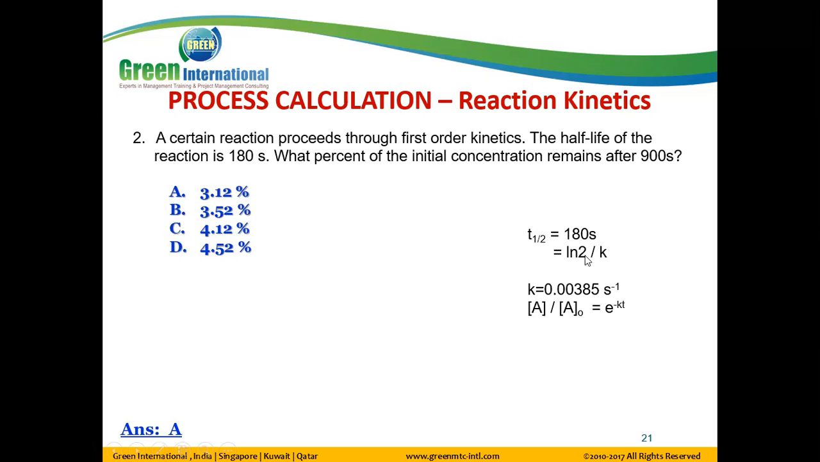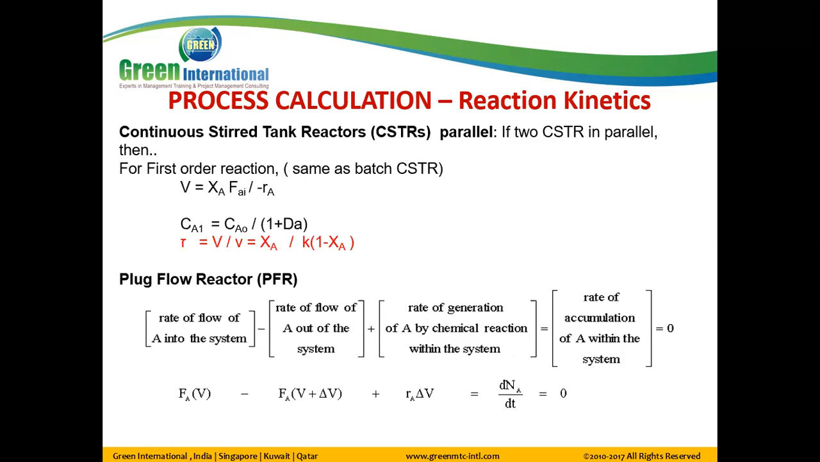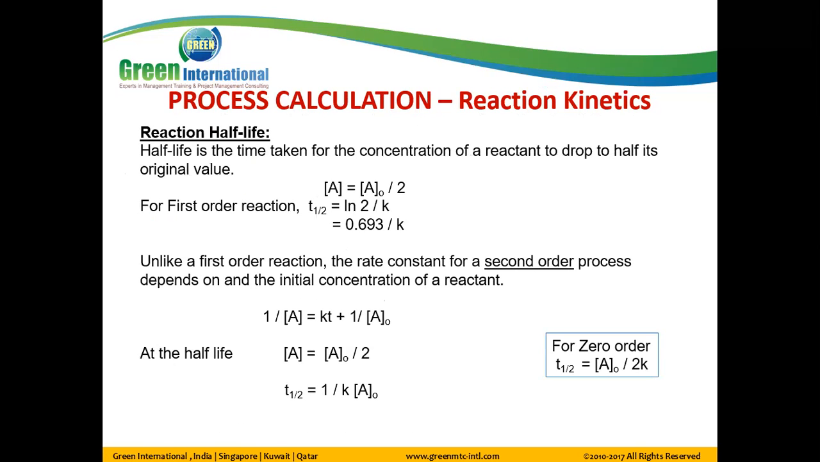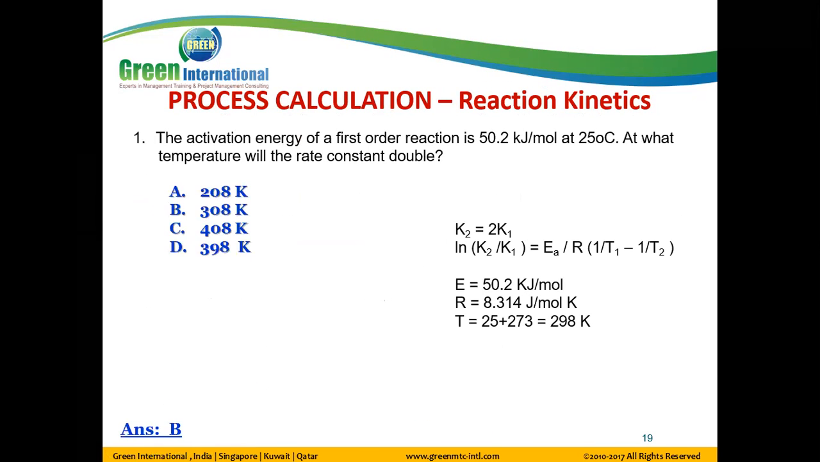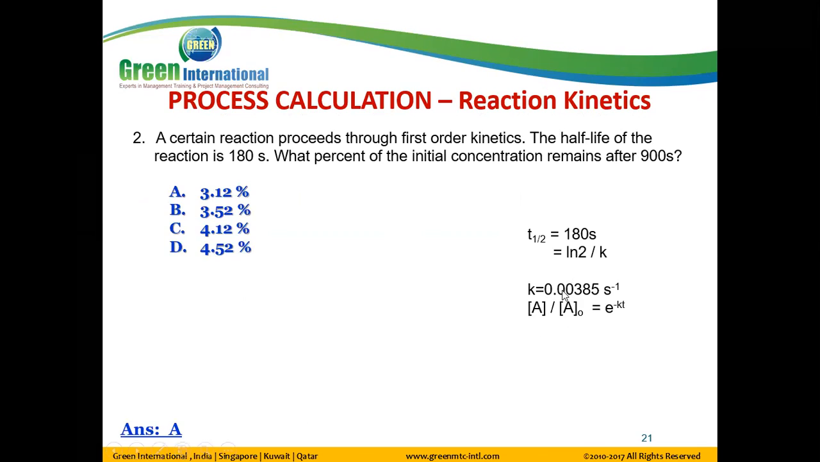For a first order reaction, t1/2 is nothing but ln 2 by K. t1/2 is 180 seconds. So from there you can calculate K. You can see for first order reaction, t1/2 is nothing but ln 2 by K, which is nothing but 0.693 by K. So if I know t1/2 is 180 seconds, I can calculate K. That's how it is being calculated in this question. K is calculated, which is nothing but 0.000385 per second.